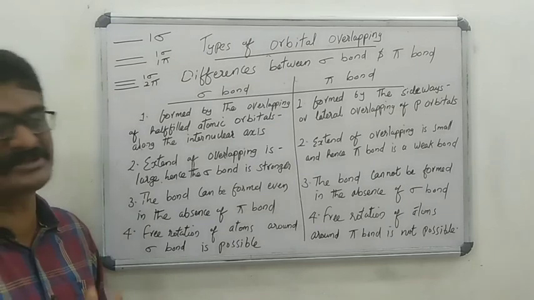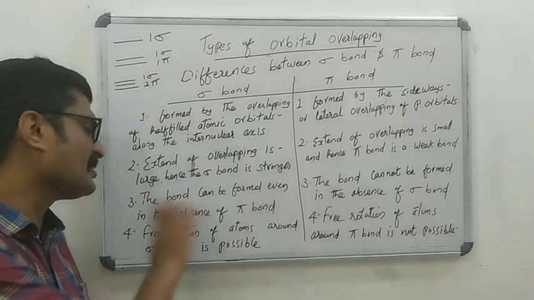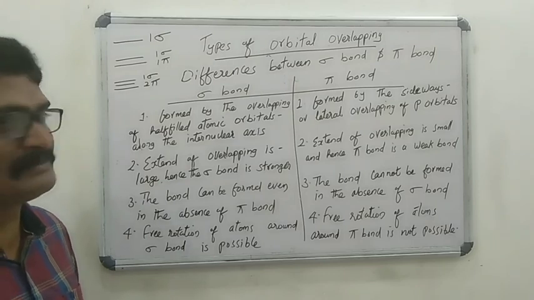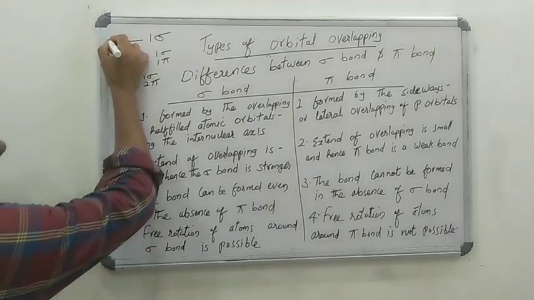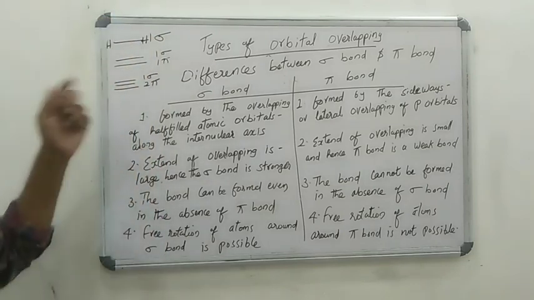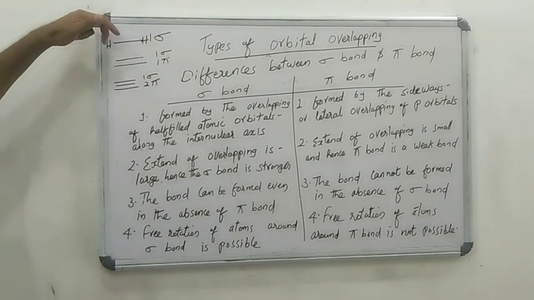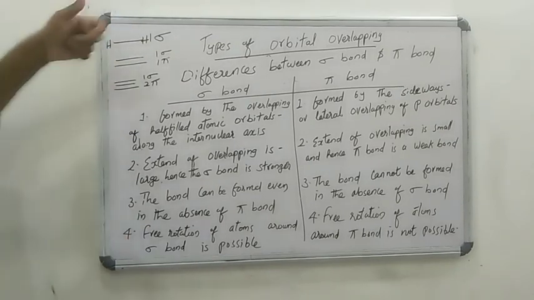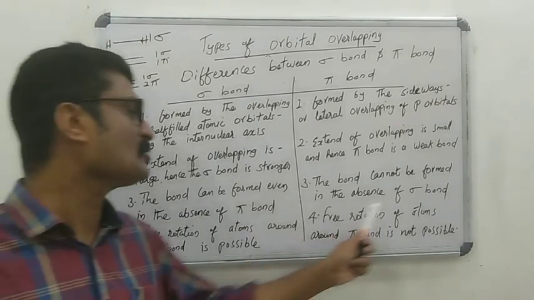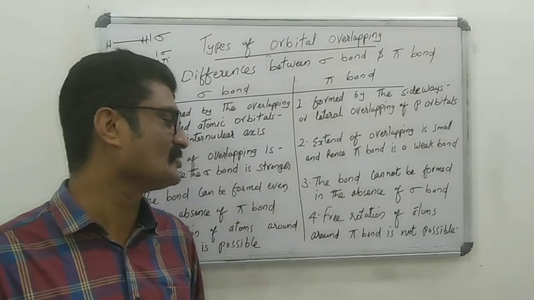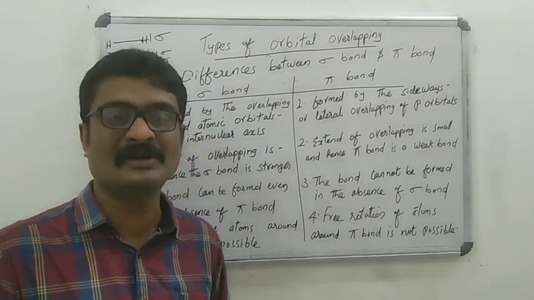And the last difference: free rotation of the atoms around sigma bond is possible. For example, H-H sigma bond. Here the free rotation of hydrogen atoms around this H-H sigma bond is possible, but free rotation of atoms around pi bond is not possible.